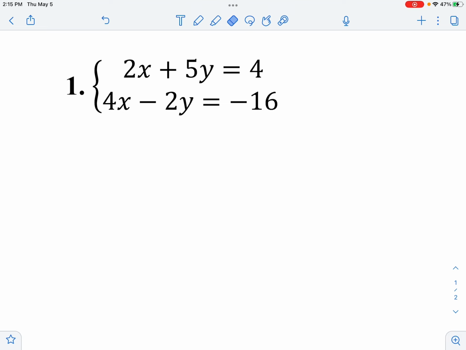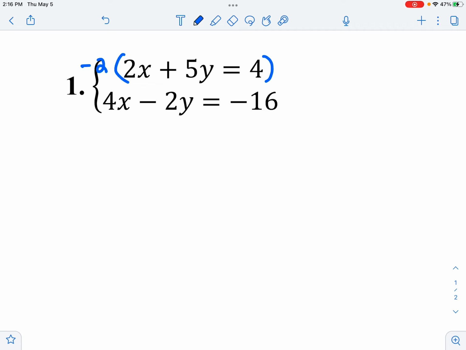So if you look at your x's, I can get my x's to be a 4x and a negative 4x, or I can get my y's to be a 10y and a negative 10y. It's less work to get my x's to be a 4x and a negative 4x because I'd only have to multiply my first equation by a negative 2. If I wanted to get the y's to be a 10 and a negative 10, I'd have to multiply the first equation by 2 and the second equation by 5. So we're going to stick with multiplying the first equation by negative 2.